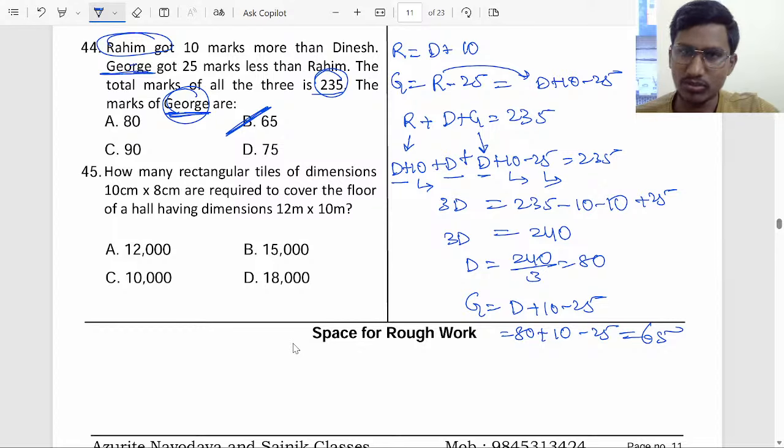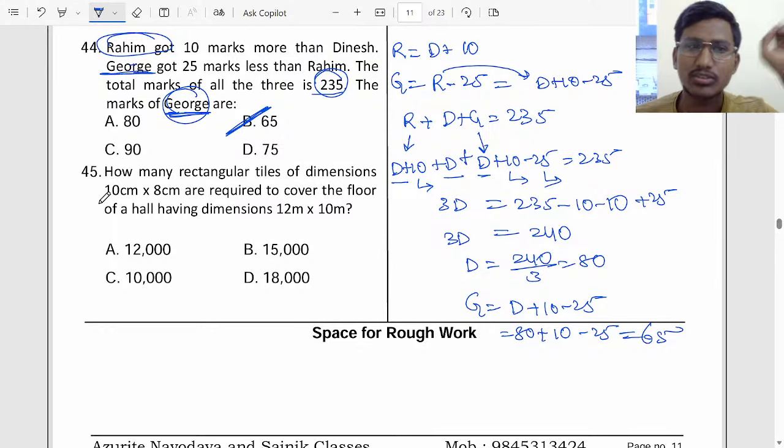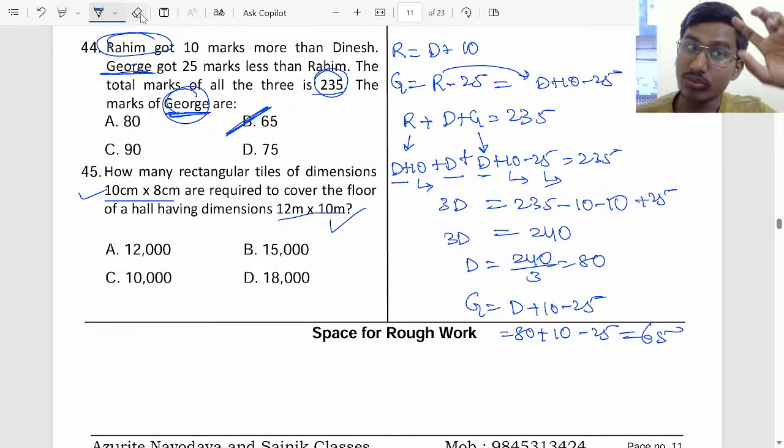So now let us solve the 45th also. So what is the question? How many rectangular tiles of dimension 10 centimeter into 8 centimeter are required to cover the floor of a hall having dimension 12 meter and 10 meter? So here the tile dimension is in centimeter and the floor is in meter. So we have to make it into the same unit, then only we can do it.